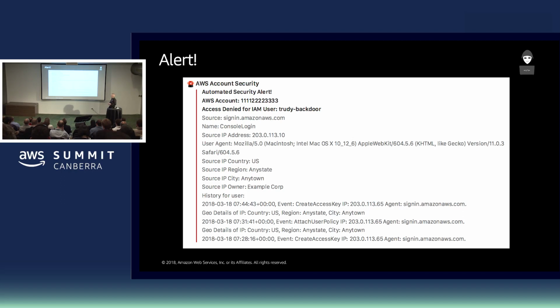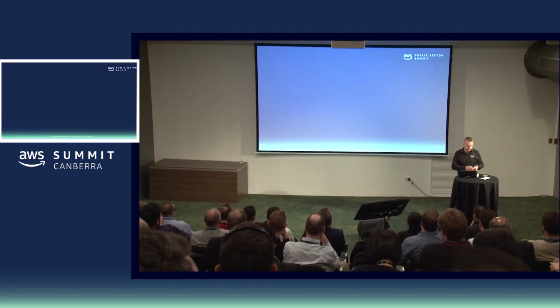This is what a Slack notification looks like. We've got the account number. You can see there, Trudy-backdoor is the IAM user. It's pretty obvious that she's called it backdoor, but it might not be that obvious. We've got all the user agent details, the IP address, and down the bottom there, we've got the history of what that user has done in the past. But I'll show you in the actual demo, which we'll flick over to.